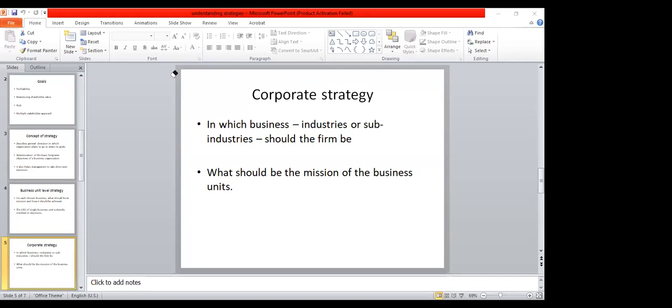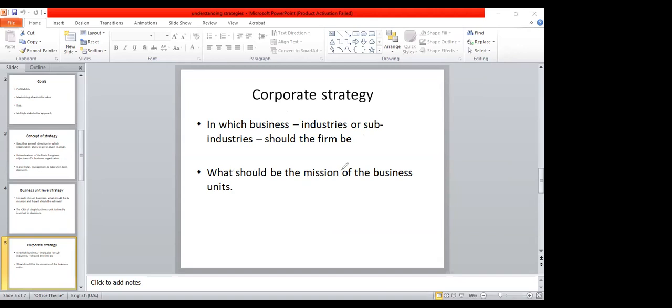So Tata Motors, Tata Steel, Tata Consumer Products, Titan. Yes, consumer goods. Titan is there. And they are also in jewelry. Tanishq is also of Tata, which is into the gold business, jewelry and ornaments. Tata Salt. Then Tata is also into information technology, TCS company. So these are the business industries or sub-industries the firm should be in.